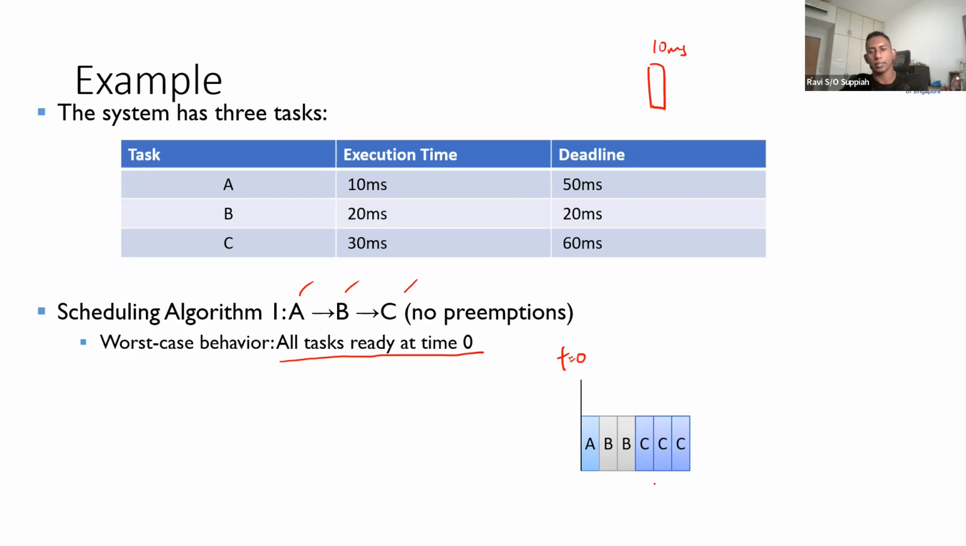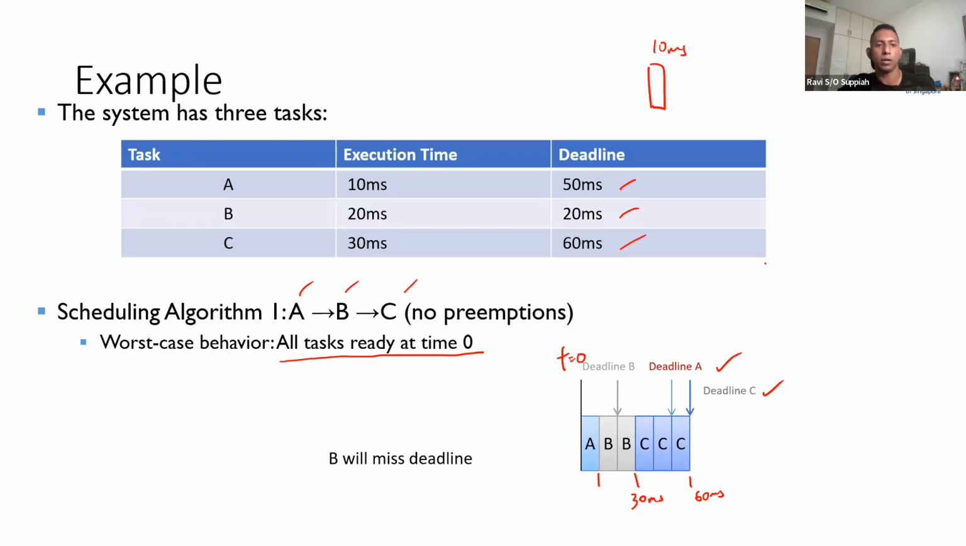Now let's look at the deadlines. The deadline for A is 50 milliseconds. So A meets the deadline, correct? Within the first 10 milliseconds, I already complete, so it's fine. But what about B? The deadline for B was 20 milliseconds, but B only completed at the 30 millisecond mark. So B actually missed the deadline. For C, the deadline was 60 milliseconds and I complete within 60 milliseconds here, so it's no problem. So A and C, no problem, I was able to meet the deadline, but B, I missed the deadline.